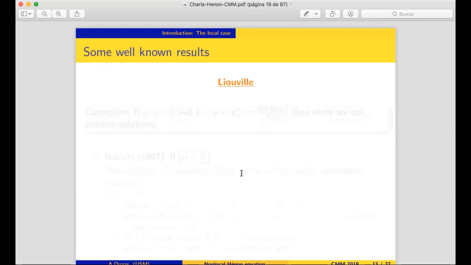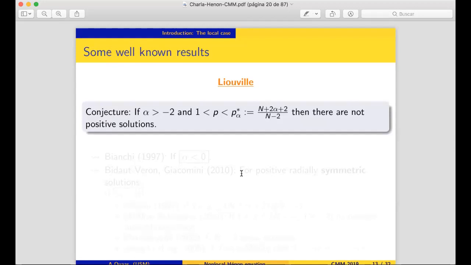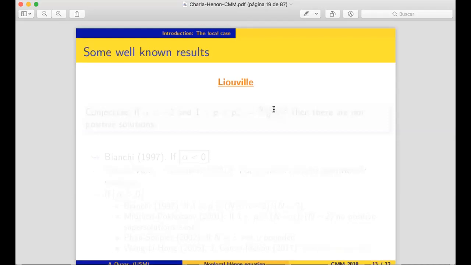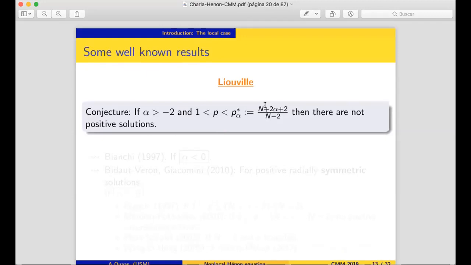And of course, there is a conjecture around this. If alpha is bigger than two, and this exponent is below the critical one, putting two alpha into the critical exponent, that's the change. The equation here has this alpha introduced into the critical exponent, so you have the classical one plus two alpha. So the conjecture is that there is no solution.